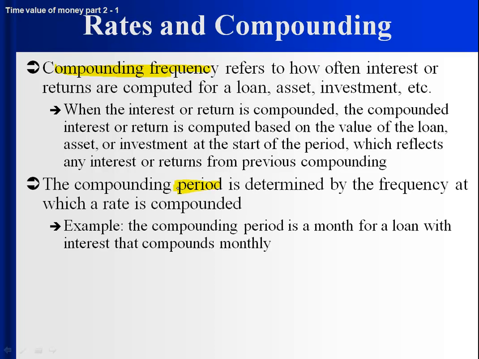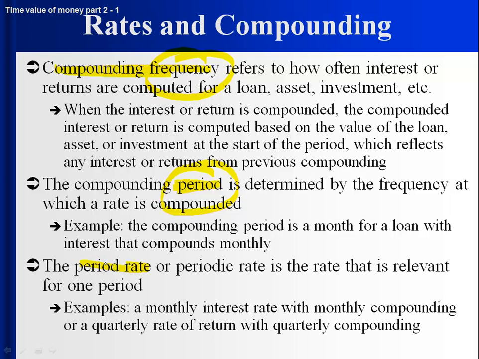The compounding period is the period determined by the frequency. So if interest is compounded quarterly, then the compounding period is a quarter. If it's compounded annually, then the compounding period is a year. And then we have the periodic rate, which is the rate that corresponds to one period. So if interest is compounded semi-annually, the compounding period would be a half year, and the rate for a period would be the rate for a half year, the half year rate.